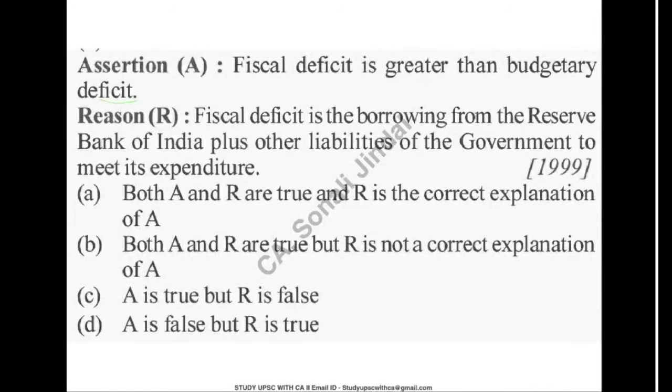In this question, the first statement says fiscal deficit is greater than budget deficit. Yes, as we have seen, if we add up market borrowings in budget deficit, then fiscal deficit will come up. So, hence, the first statement is correct. The second statement says fiscal deficit is a borrowing from the RBI plus other liabilities of the government to meet its expenditure. Hence, this is a correct explanation of the assertion. So, the answer is A.